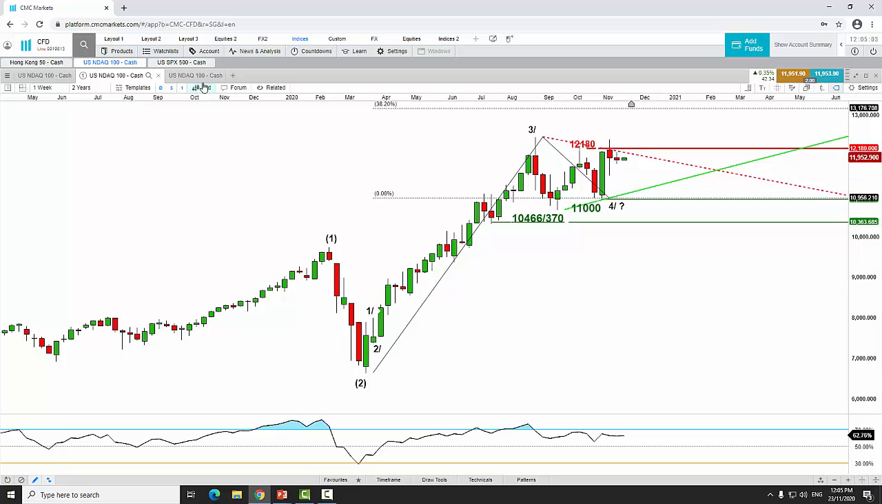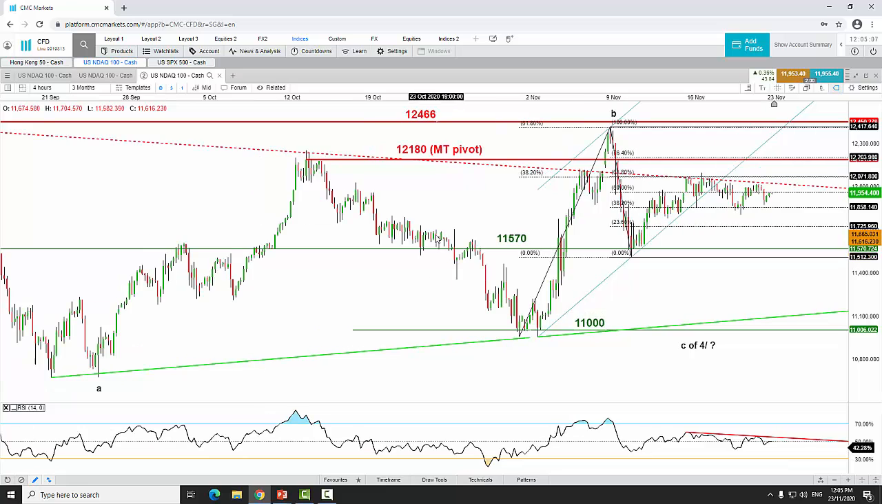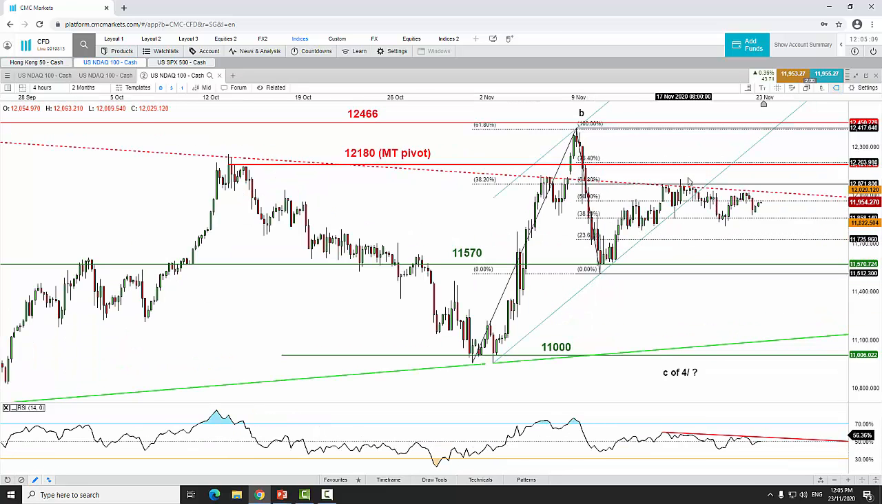So let's go on to the 4 hour strategy chart. Okay, so what I have over here is 12,180 as my key medium term pivotal support. Now I'm looking for a potential push down to actually test this recent swing low of 10th of November at 11,570 in the first step.